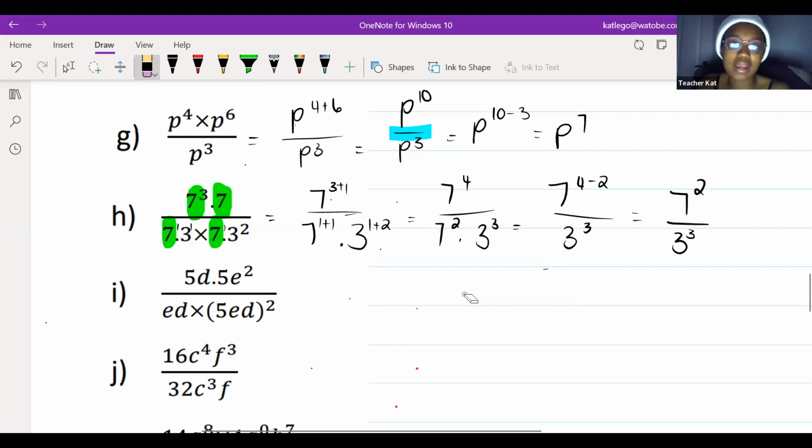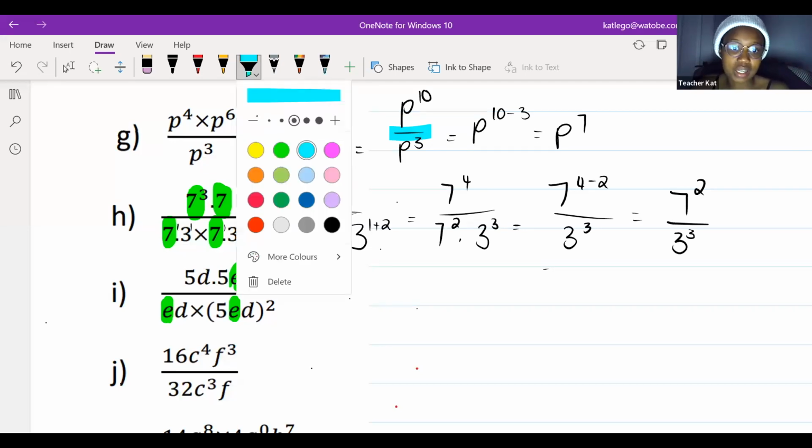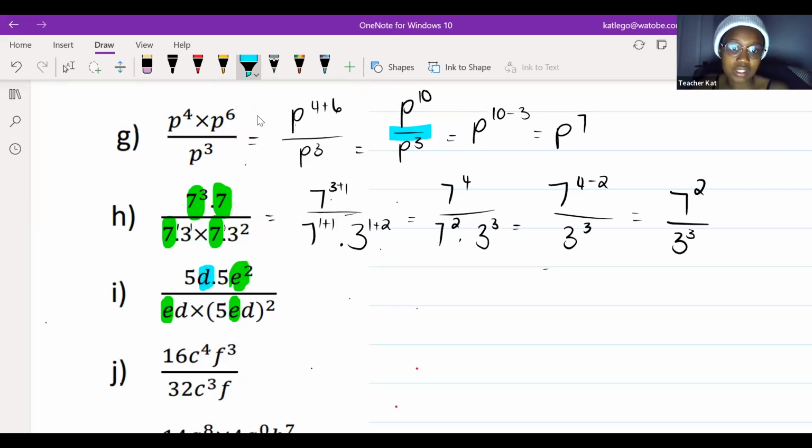Let's do number I. Things are getting a little bit heated, but it looks not bad, okay? So you need to identify your different pieces. We have an E there, another E, another E. Okay, we have numbers and we have D's. So we have D, D, and D. Okay, so let's start. In the numerator, can we simplify anything?